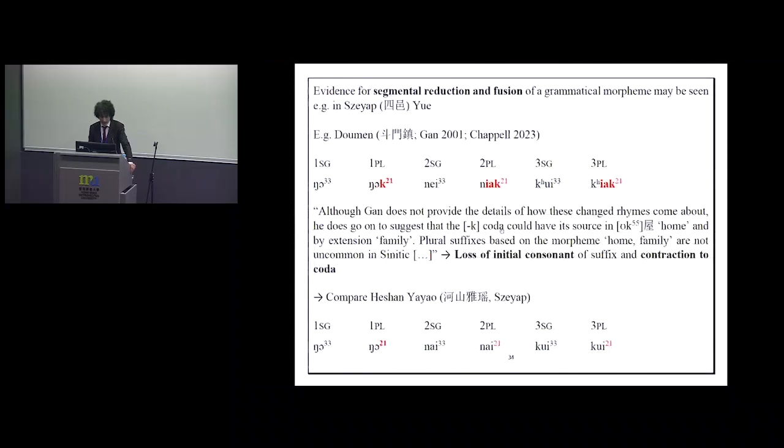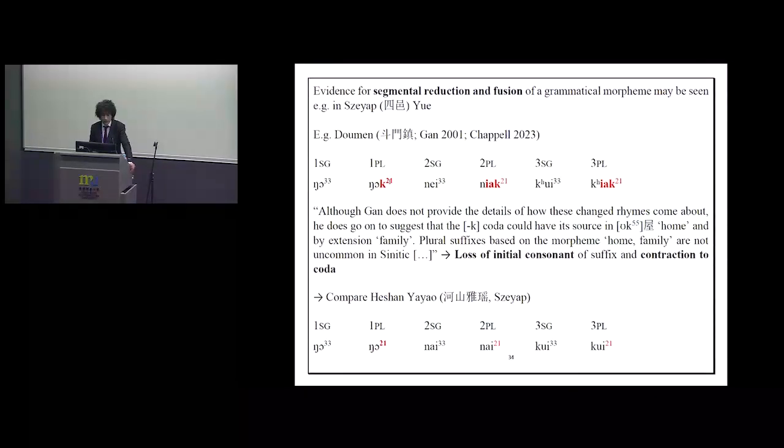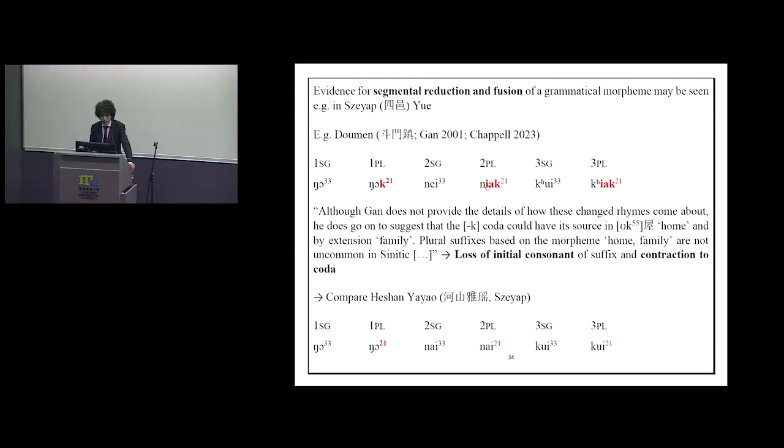And lastly, actually some evidence even for segmental reduction and fusion of a grammatical morpheme may be found in Yue, especially in the Seyap varieties, where you get the plural. This is the Domen dialect, and you get the plural forms of personal pronouns with the addition of a syllable coda, tone change, and in some cases even the change in the rhyme, like this nei becoming something like nya, right? So it's something like that.